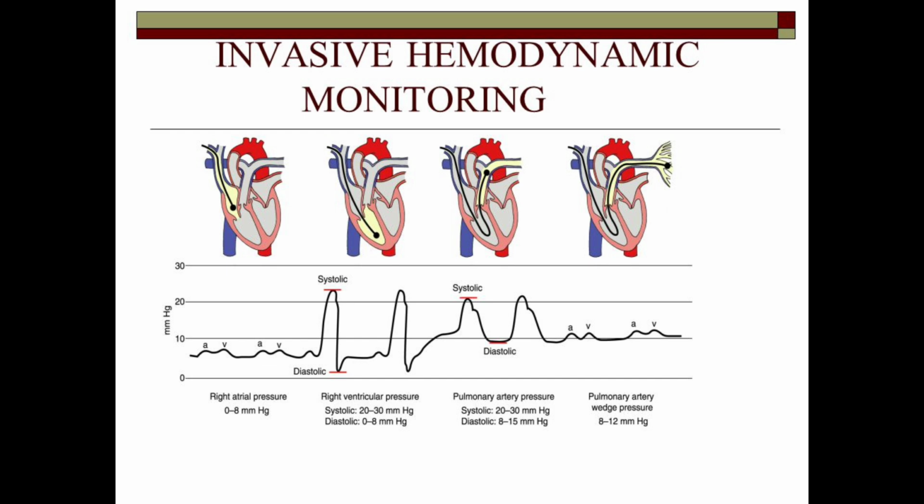Now, let's talk about the three main types of invasive hemodynamic monitoring you need to know. Central Venous Pressure, or CVP, mean arterial pressure, or MAP, and Pulmonary Artery Wedge Pressure, or PAWP.